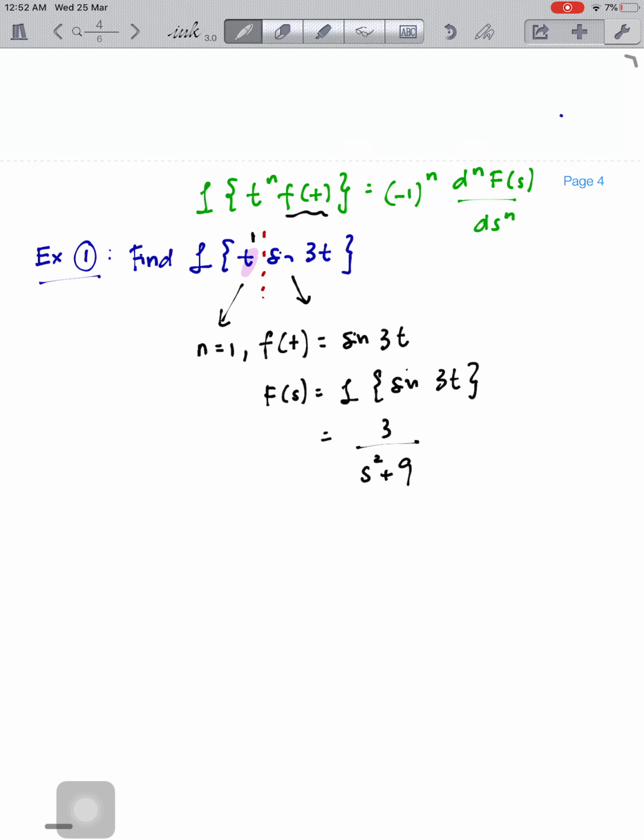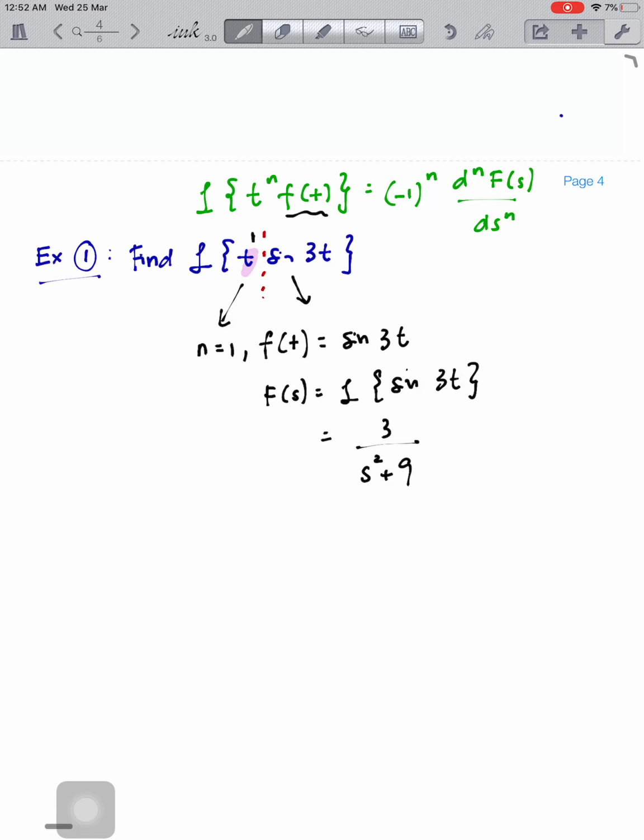Please make sure you have your Laplace table for the Laplace transform chapter. I strongly encourage you to print it out and have a physical copy of that. That's going to be easier for you to refer to instead of having a soft copy.